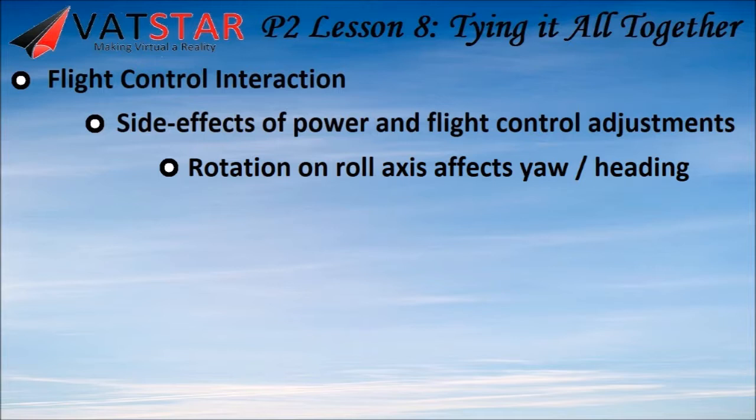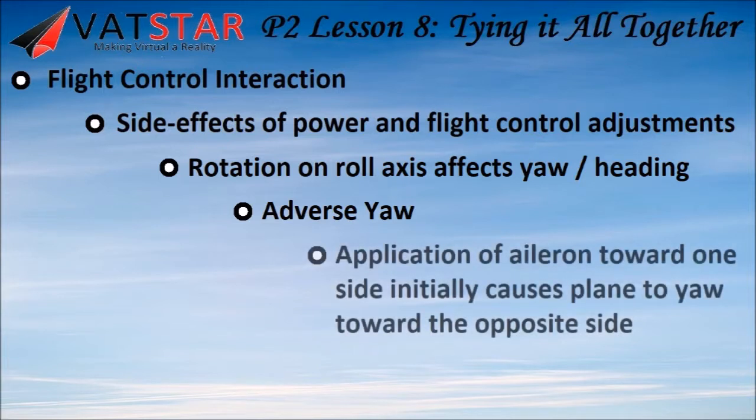Okay, the next topic is how rolling the plane affects its movement on the yaw axis. Obviously, when you want to change heading, you want the plane to turn on the yaw axis. That's the whole point of performing a turn. But we'll get to that in just a minute. When you first initiate a turn by rolling to one side, there's a very brief effect called adverse yaw, which sends the plane turning ever so slightly in the opposite direction first.